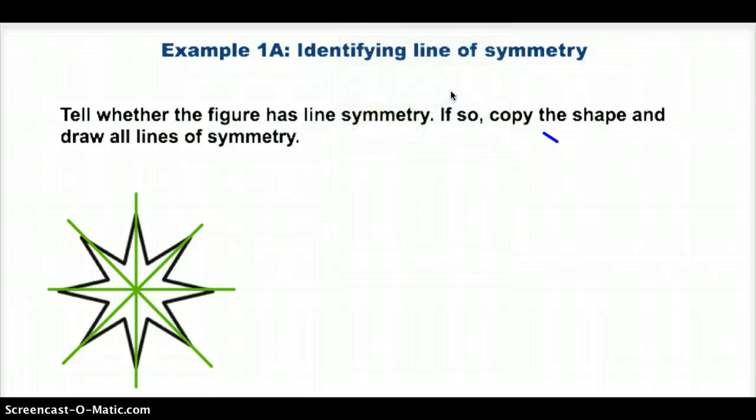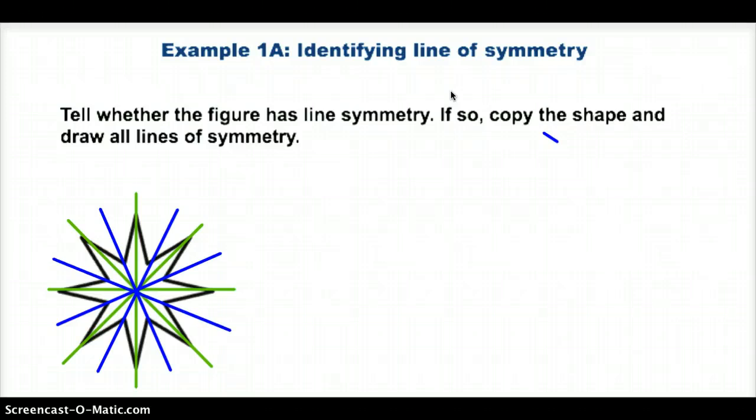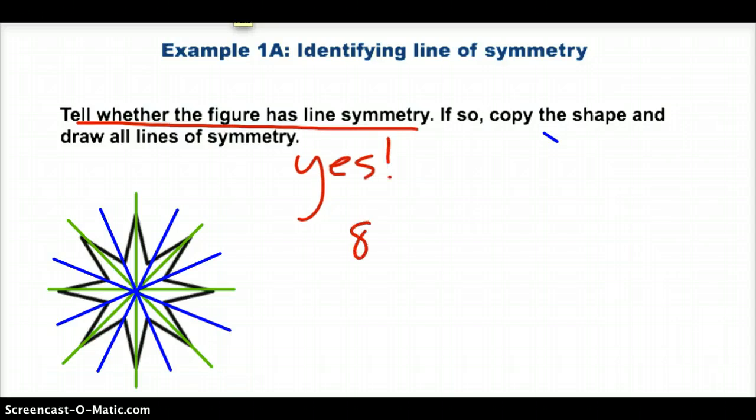Let's maybe make a different color on these. I still think that if we reflected it across this line, we would get the same thing as well. Or about this line, our pre-image and our image would coincide. And this one, same thing. And one last one. So we see in this particular figure there are 8 different lines of symmetry. Obviously our answer would be yes, this figure has line symmetry, and I would say that there are 8 different lines of symmetry.